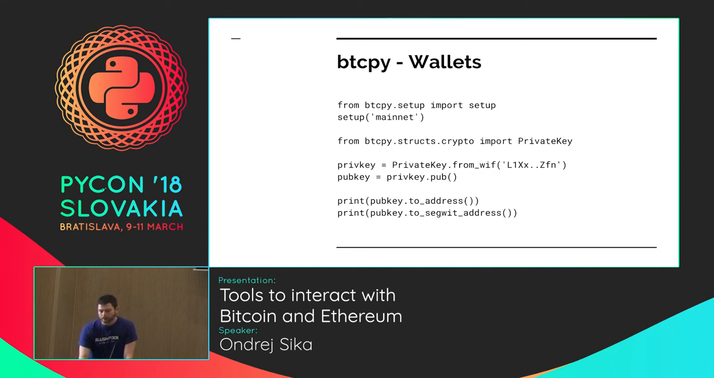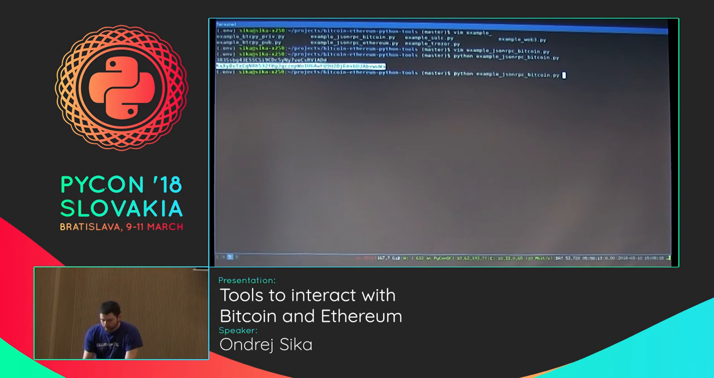I have a private key exported from Bitcoin D. I can also create a randomly generated private key, or I can create one from some byte sequences. I set up the private key, and I can create a public key from it, and I can get a Bitcoin address and a SegWit address. The SegWit addresses are a new format of Bitcoin address. I can show you.